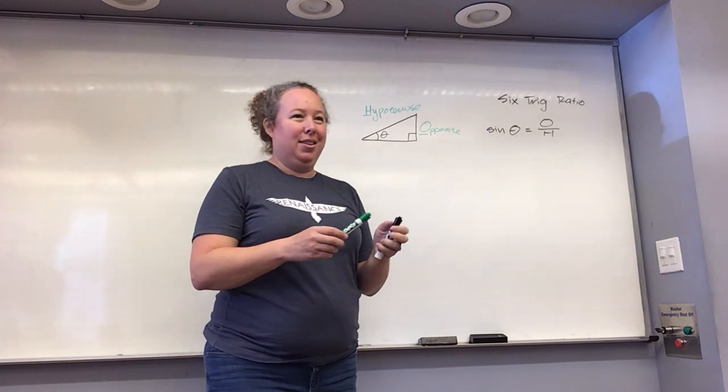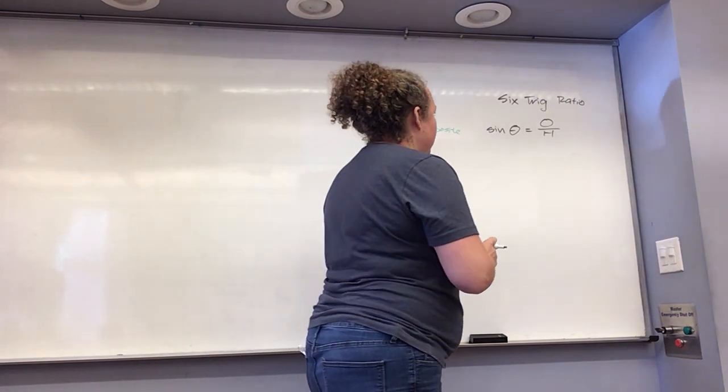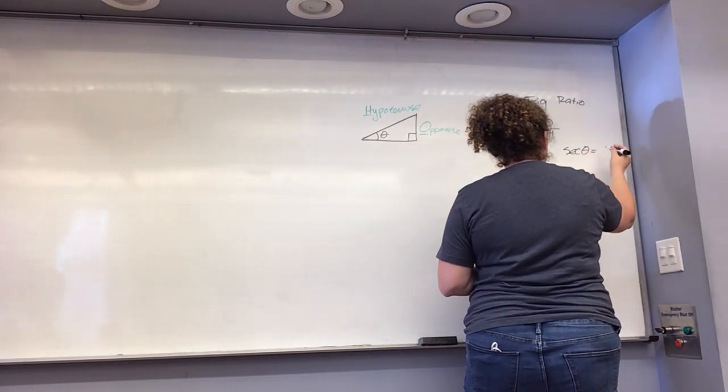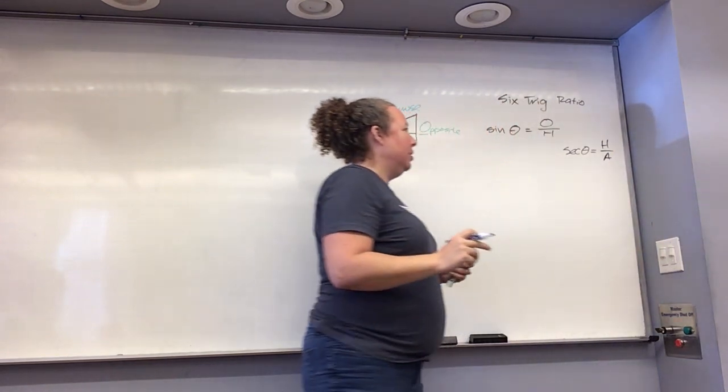Yes, Alex. Secant. Yes, secant, and what is secant? That is hypotenuse over opposite. Is it? It's over adjacent. Oh, yes. Adjacent. My bad.